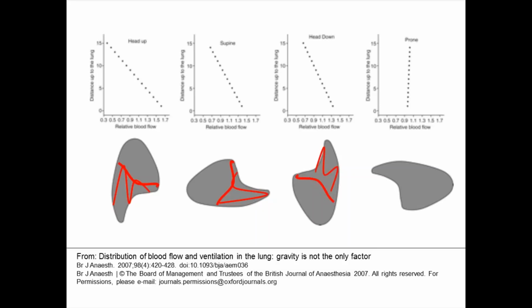There is actually an interesting study done in baboons, in monkeys, to evaluate the impact of change of position on the blood flow. So we have in this graph the blood flow and the distance to the top of the lung. So the head is up in this position, and the bottom part of the lung and back part of the lung is more well perfused.